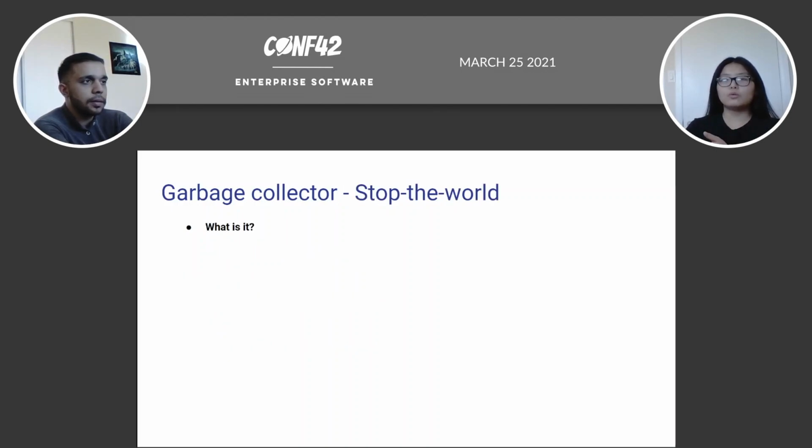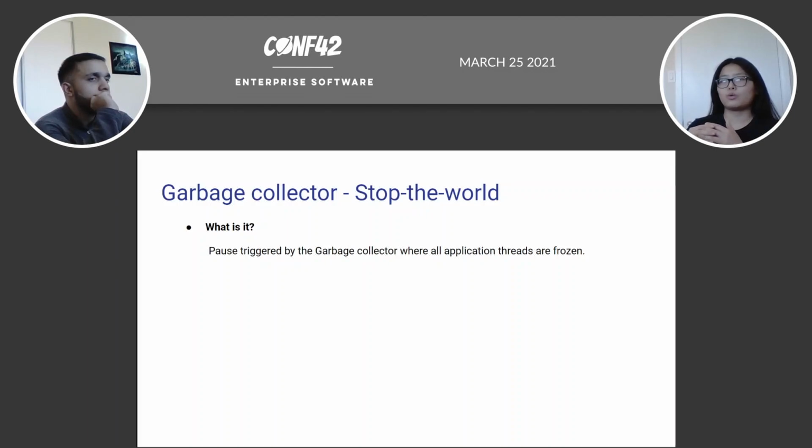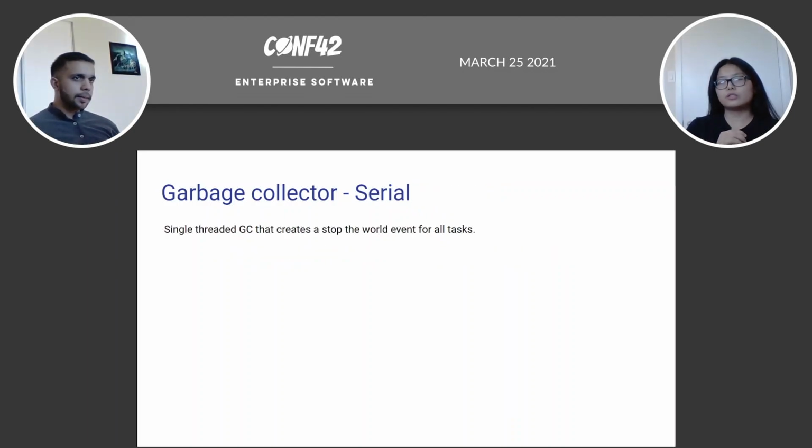So before I continue with the different implementations of the garbage collector, I have to talk about what stop the world pause is. Stop the world pause is triggered by the GC. When that occurs, all the Java application threads will be frozen, so they won't be run. So the garbage collector can process the heap without worrying about any change made by the Java application threads. Now we're going to discuss the different implementations of the garbage collector, the four most important ones.